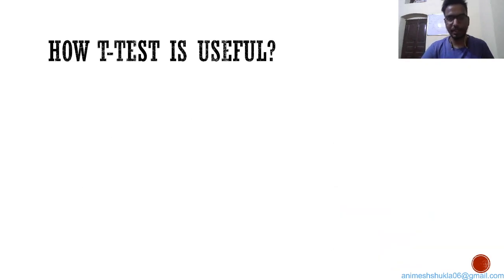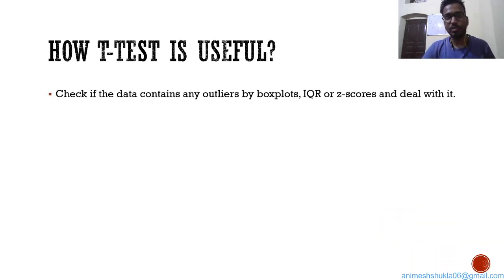So now, how is the t-test useful? The very first step is the basic data pre-processing step that we always do whenever we are dealing with any data science project, and that is checking the outliers. Inspection of outliers is very important, and we can inspect the outliers by box plots, interquartile range or z-scores, and then we can appropriately deal with the outliers based upon the proportion of outliers in the feature. We can use certain techniques like Winsorizing or logarithmic transformation to deal with outliers.